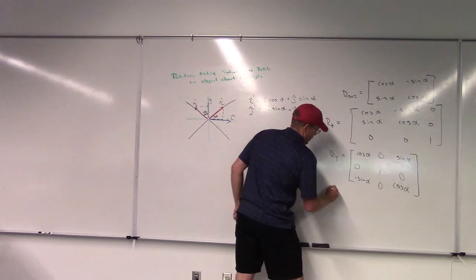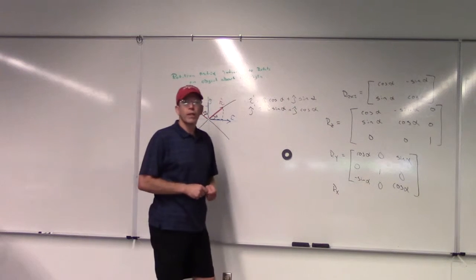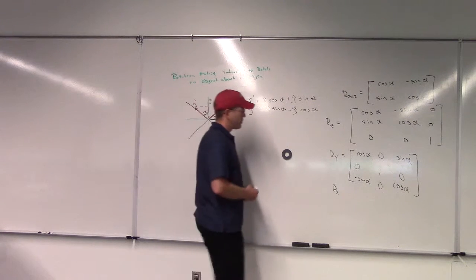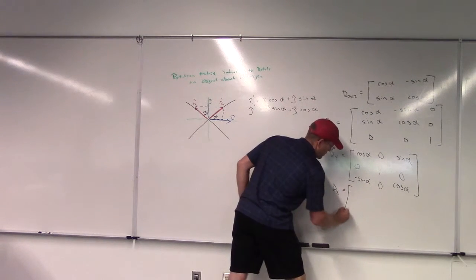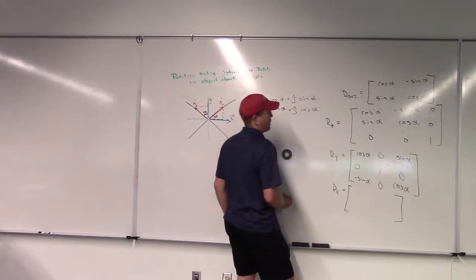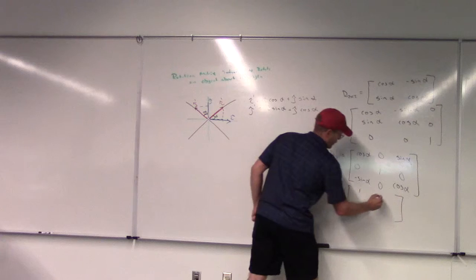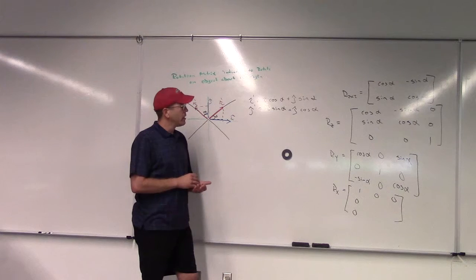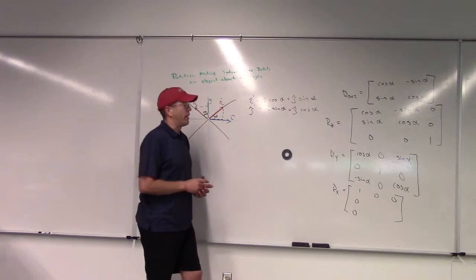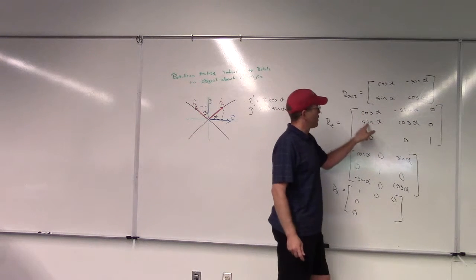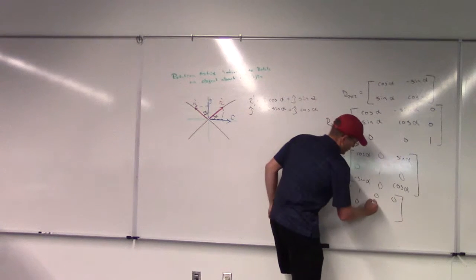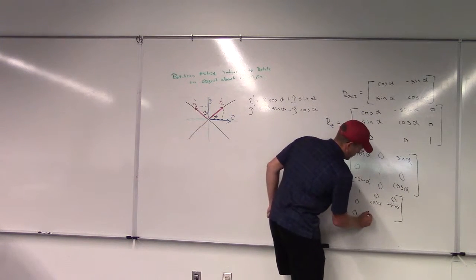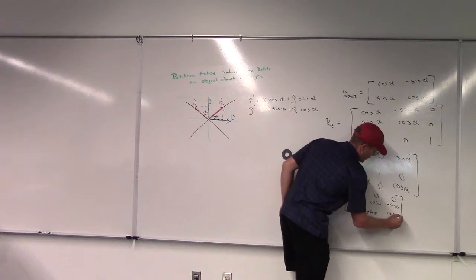And then finally, what about our rotation about the x-axis? This is really small down at the bottom. We're going to be leaving the x component unscathed. And then it's just going to be cosine, negative sine, sine, cosine. So cosine alpha, negative sine of alpha, sine of alpha, and cosine of alpha.